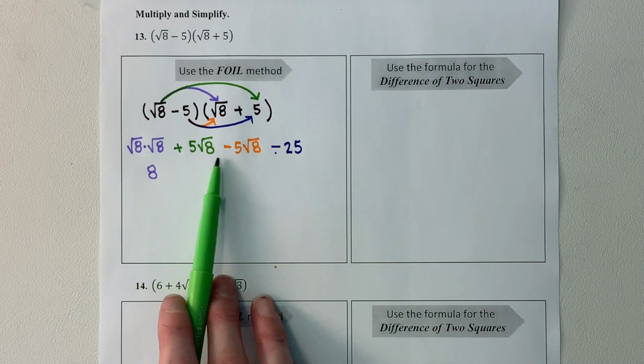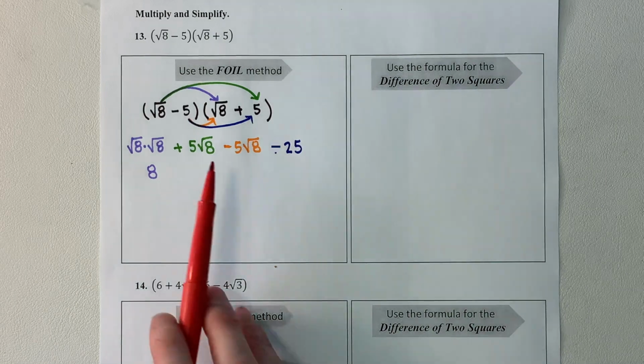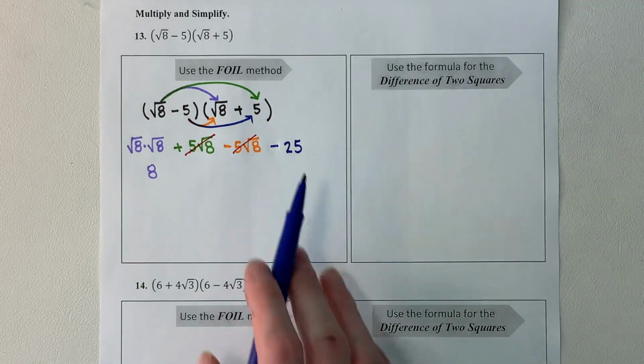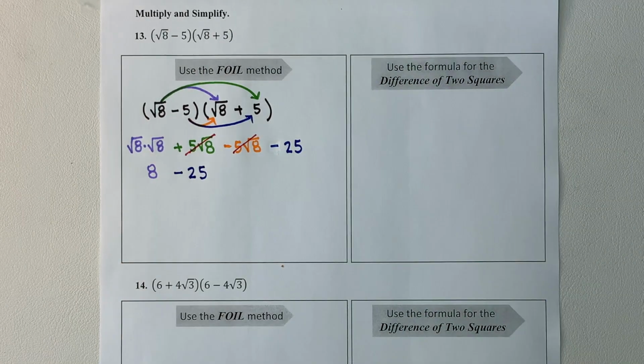And notice these like radicals will cancel out. 5 square root of 8 minus 5 square root of 8 gives us 0 square root of 8, which is equal to 0. And then I'll bring down the minus 25. And then we can compute 8 minus 25 to get our final answer of negative 17.